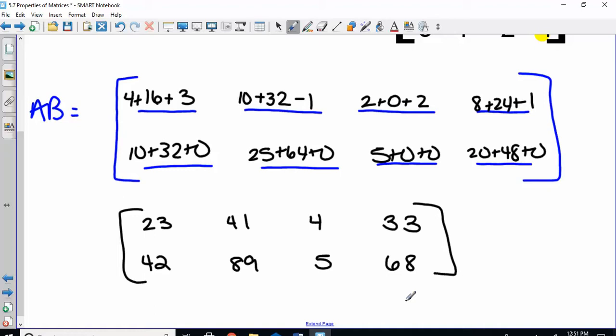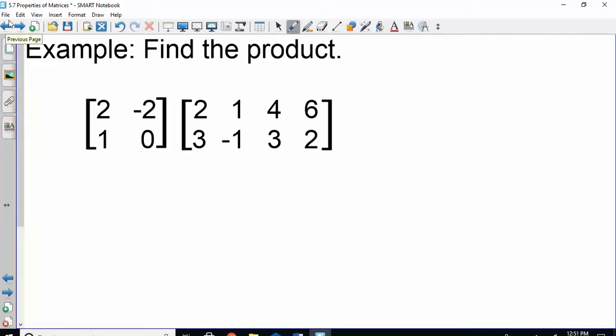I just want to spend the rest of the time practicing a few more of these multiplication problems, if that would be okay with everybody. And then that's really all we have for today. So let's just practice a few more of these.